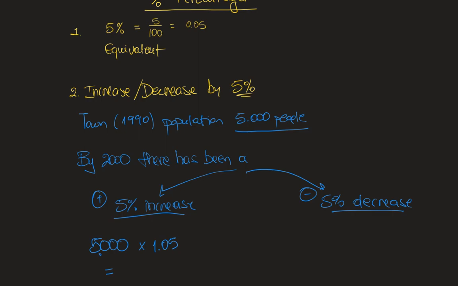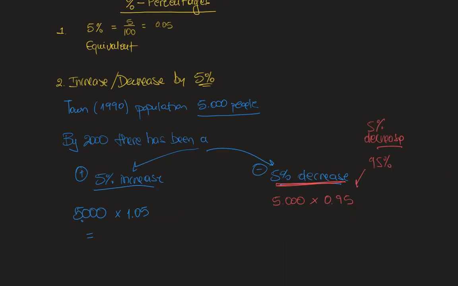While on the other side, when we have the decrease, so the population goes down by 5%, the calculation is going to be 5,000 multiplied by 0.95. That corresponds to 95%, or otherwise a 5% decrease. So the first calculation, the 5% increase we were talking about before, would give us the answer of 5,250. And that, we said, is 10 years later, at the year 2000, right?